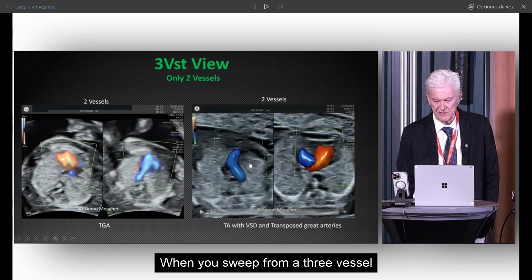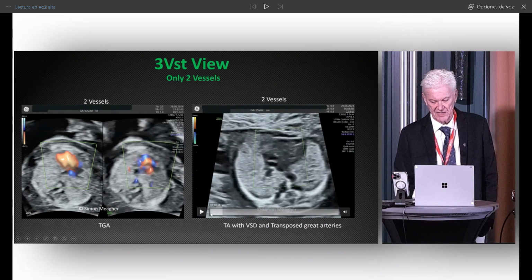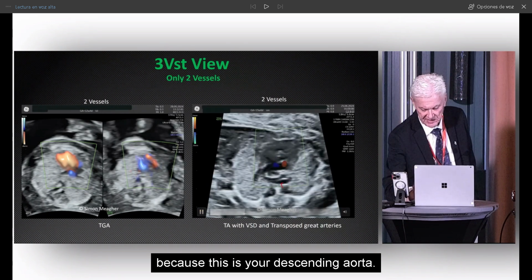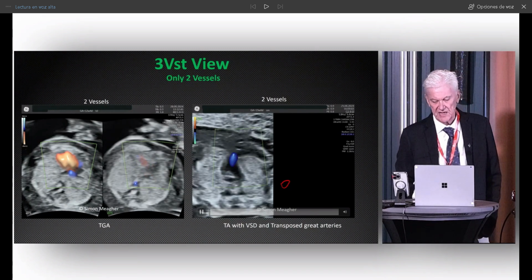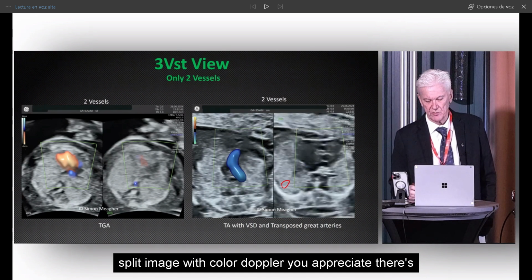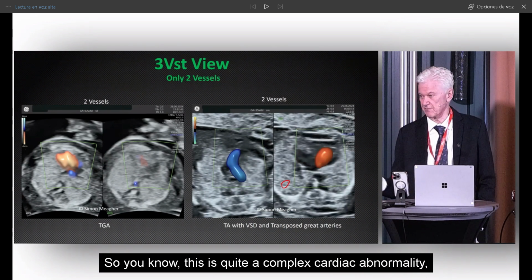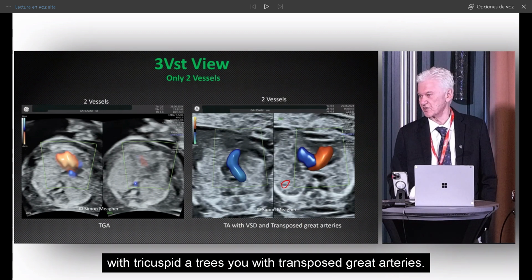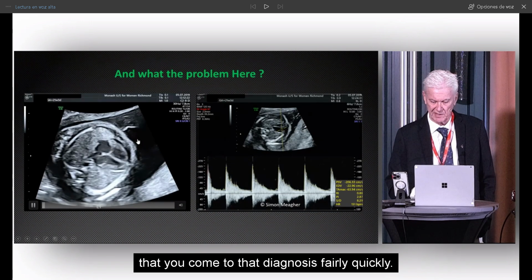In this, when you sweep from a three-vessel to a three-vessel tracheal view, when you look at this screen on the left-hand side, there's no flow into the right side because this is your descending aorta. So there's no inflow into the right ventricle. And when you sweep up to the three-vessel tracheal view on a split image with color Doppler, you appreciate there's reverse convexity. So this is quite a complex cardiac abnormality, but it's a hypoplastic right heart with tricuspid atresia with transposed great arteries. But again, by adopting all those simple principles, you come to that diagnosis fairly quickly.